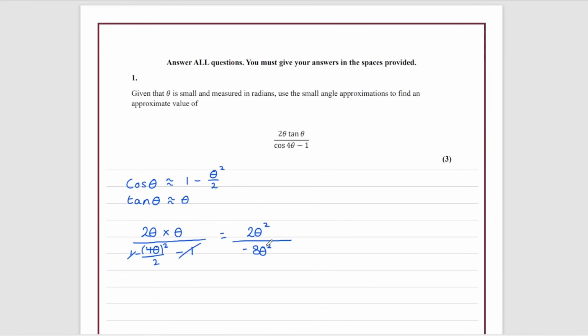So from here it's just a matter of simplifying. I've got a theta squared in the numerator and a theta squared in the denominator, so they'll cancel. Now I get left with minus 2 over 8, and again we can cancel down to get minus 1 over 4. Okay, so the approximate value of 2 theta tan theta all over cos 4 theta minus 1 is approximately minus 1 over 4, giving us a solution to question 1.